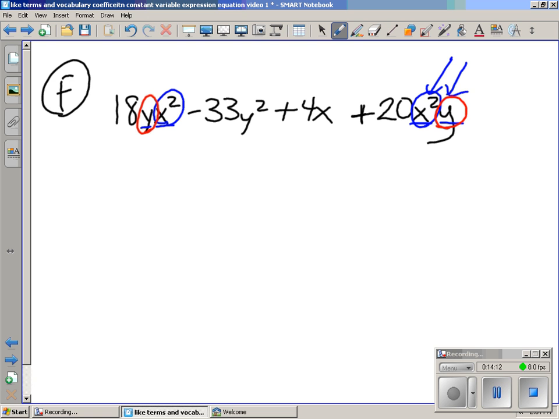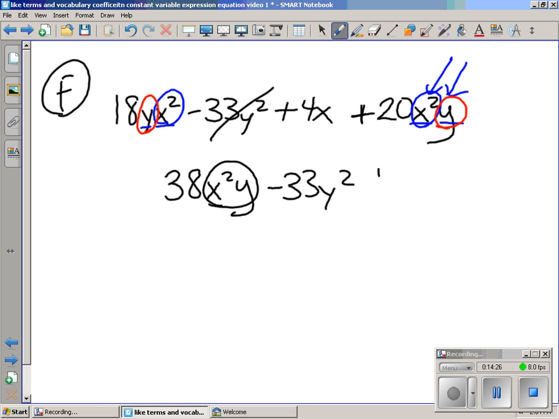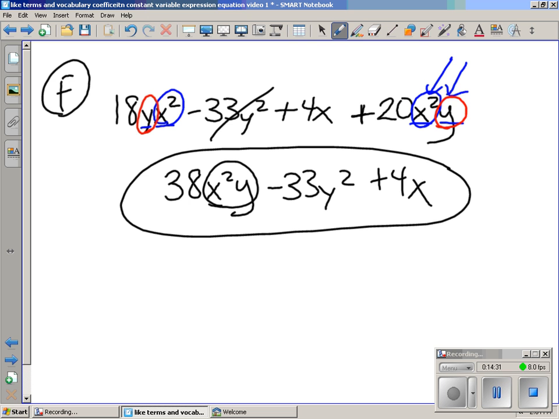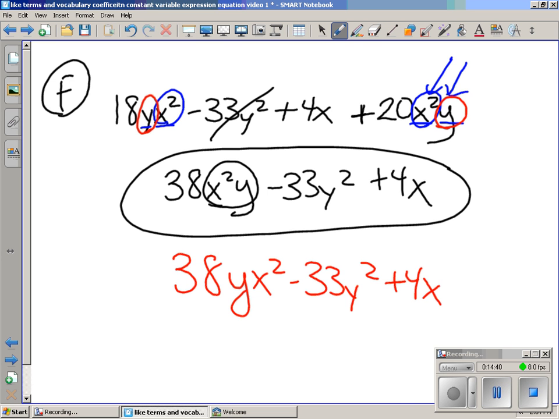So we combine the 18 and the 20 and we get 38x squared y. The order doesn't matter here because of the commutative property of multiplication. Then we copy down the -33y squared and the 4x. None of these are like terms, so that is as simple as it gets. Could have also written this as 38yx squared minus 33y squared plus 4x. Same thing. And I'm going to save the rest of the problems for the next video.